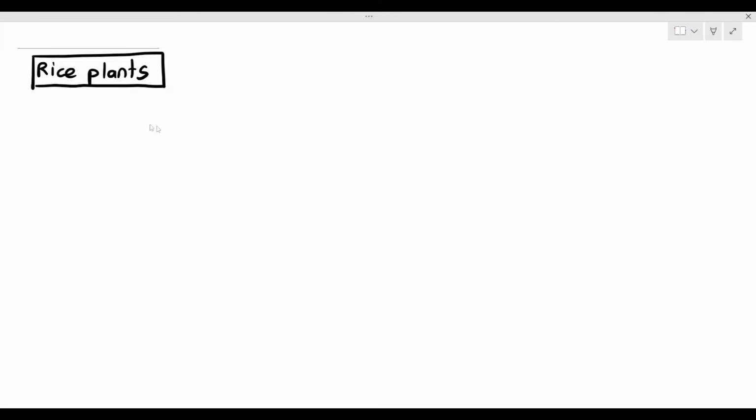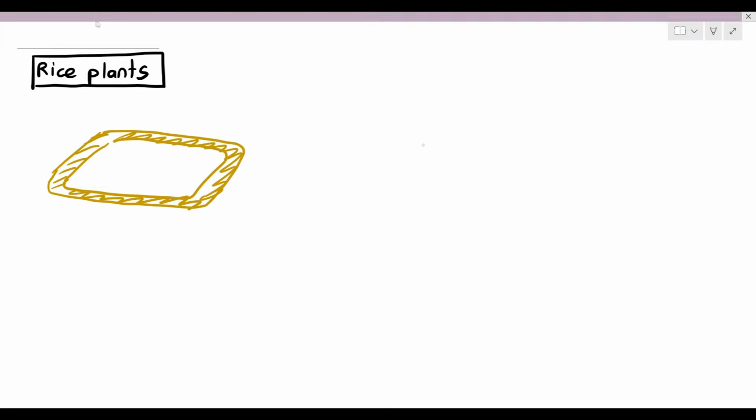So, you might be thinking, this is a chapter on respiration. Why in the world are we talking about rice plants of all things? Well, the thing about rice plants that we have to know in context, in relation to respiration, is that rice plants actually have some interesting adaptations in relation to respiration.